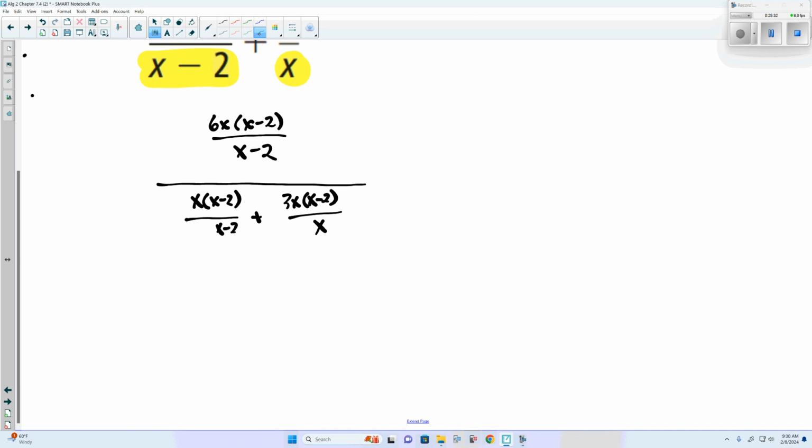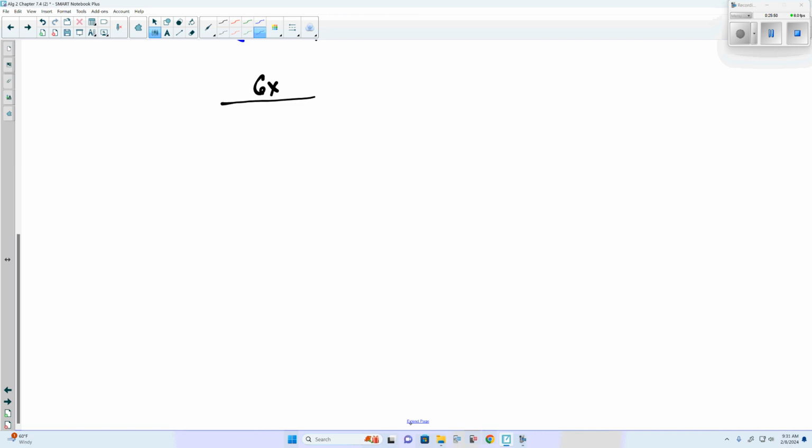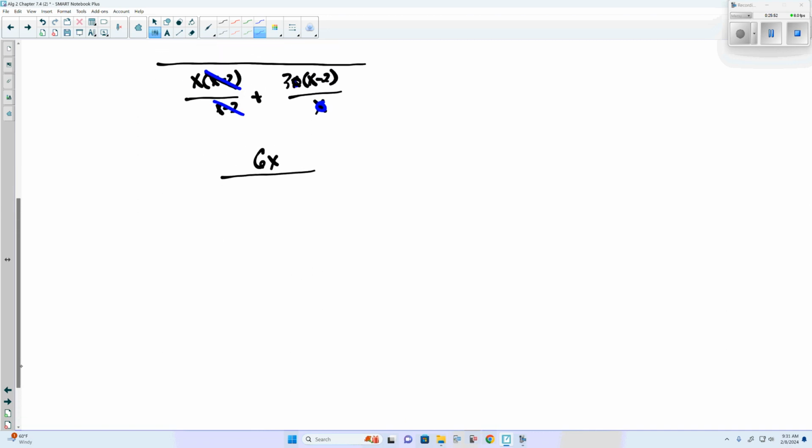We have a few things to simplify, yes? On top. X minus 2, x minus 2. X minus 2, x minus 2. Here we have x and x, leaving us with 6x over, a little more room, so we're not staring at the bottom of this, x, 3 times x minus 2.